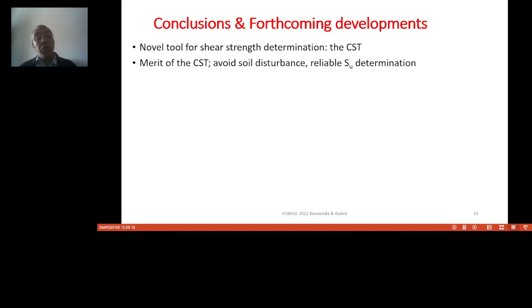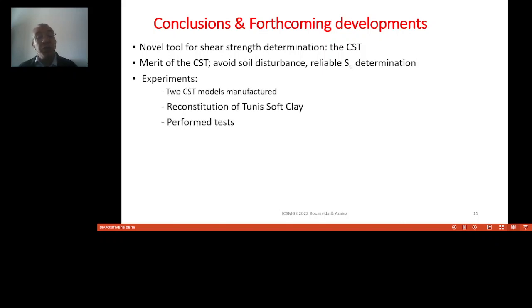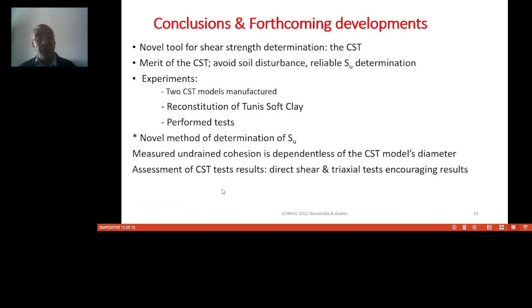In conclusion, we presented a novel tool for shear strength determination, which is the CST. The merit of this apparatus is to avoid the soil disturbance, which gives a reliable SU determination. In the experiment we performed, we considered two CST models, and we reconstituted Tunis soft clay, and we performed a test using the CST. Also, we suggested a new method to determine the SU and the measured undrained cohesion independent of the length of the CST model diameter, and the assessment of CST test results.